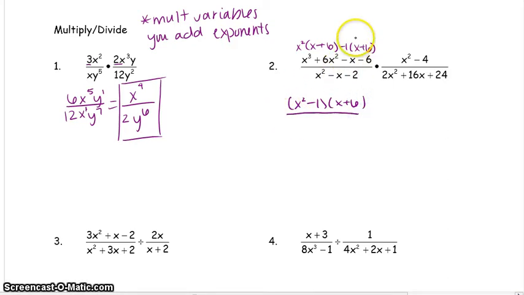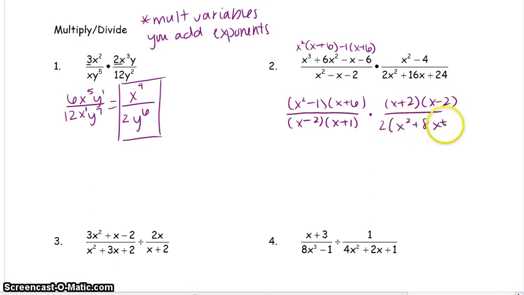Let's see, can we factor this bottom? What two numbers multiply to be negative 2, add to be a negative 1? Well, that's just an x minus 2 and an x plus 1. And then we're multiplying that by x squared minus 4. Well, that's a difference of squares. So that's x plus 2 and x minus 2. And that's all over, well, look at this. Let's see, can we factor out a GCF? Yes, that's 2. So we'll have x squared plus 8x plus 12.